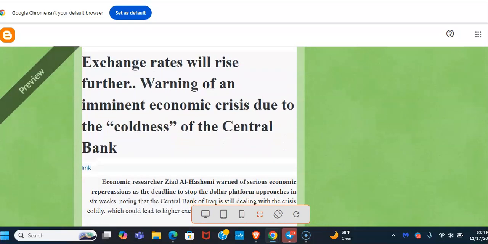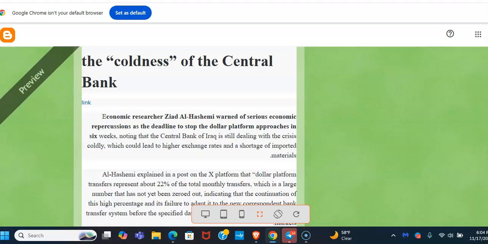All right, exchange rates will rise further. Warning of an imminent economic crisis due to the coldness of the central bank. So this guy, they usually put his picture, but for some reason they didn't. But Ziad Hashimi warned of serious economic repercussions as the deadline to stop the dollar platform approaches in 6 weeks. That's because at the end of the year, they're supposed to stop using the auctions. So we'll see. But I think it's more than 6 weeks, right? Maybe 7, but whatever. So, noting that the Central Bank of Iraq is still dealing with the crisis coldly, which could lead to higher exchange rates and a shortage of imported materials.